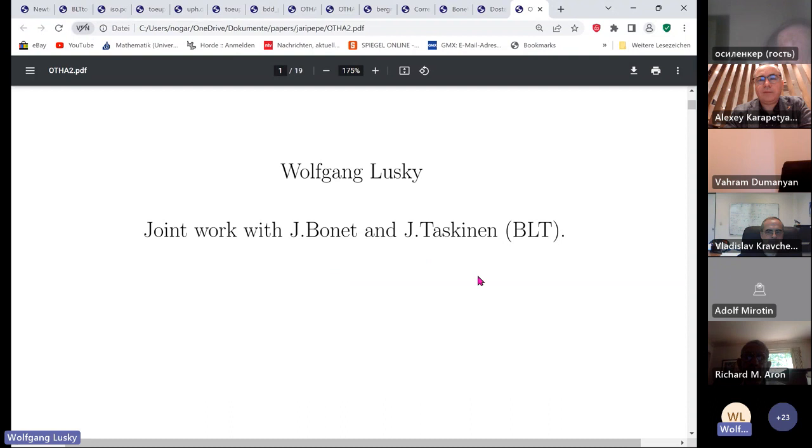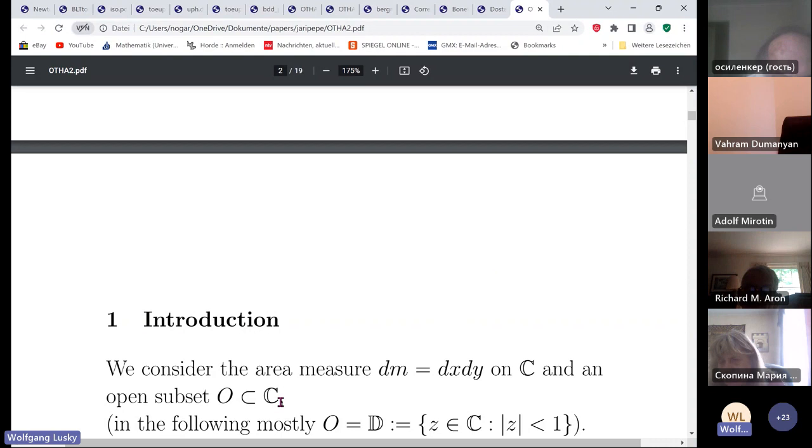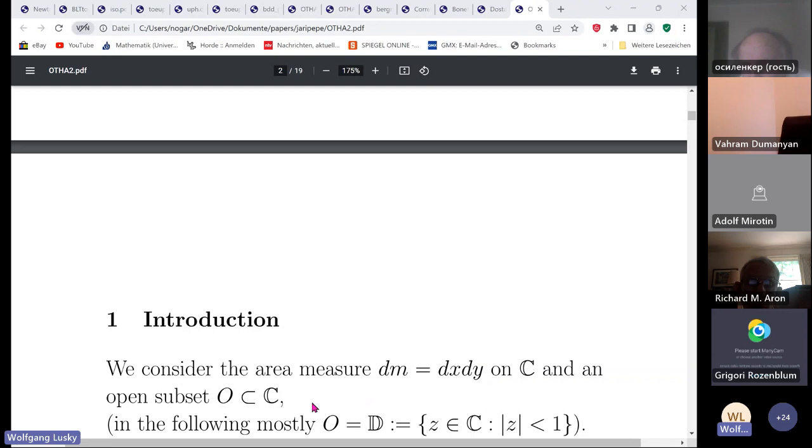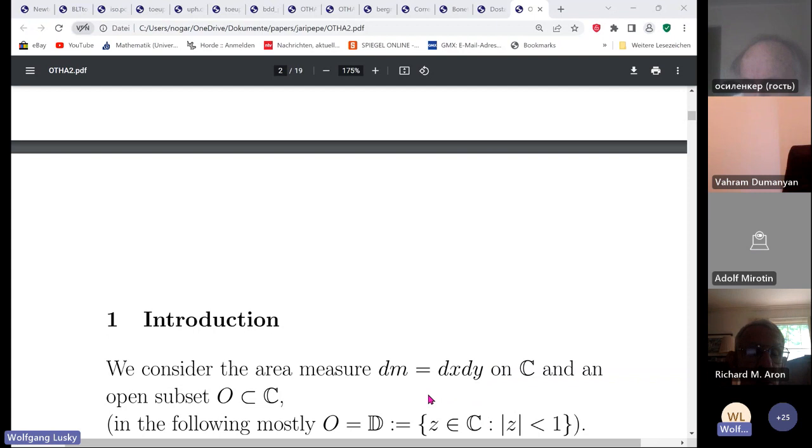I stay entirely in the complex plane, and I will be given an open subset O of the complex plane. I consider the usual area measure, meaning integration with respect to the real axis and integration with respect to the imaginary axis. In the following, I mostly concentrate on O being the open unit disk. But at first, I want to introduce the basic definitions for general O.